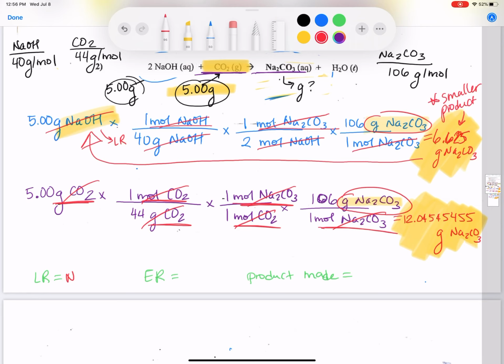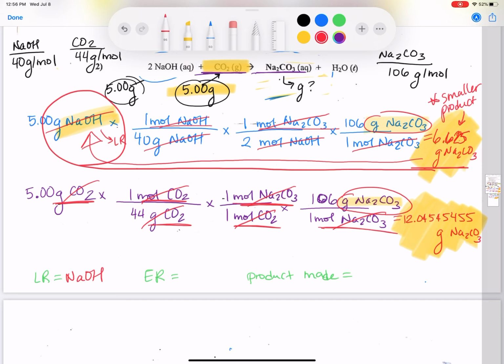Remember, what you're doing is you're focused on the smaller product. And once you identify your smaller product, from there, you can now see who produced the smaller product, and it was NaOH. And that's your limiting reactant. Your other reactant, the one that you don't care about, that's the one that is now your excess reactant. So in this particular case, it's carbon dioxide.